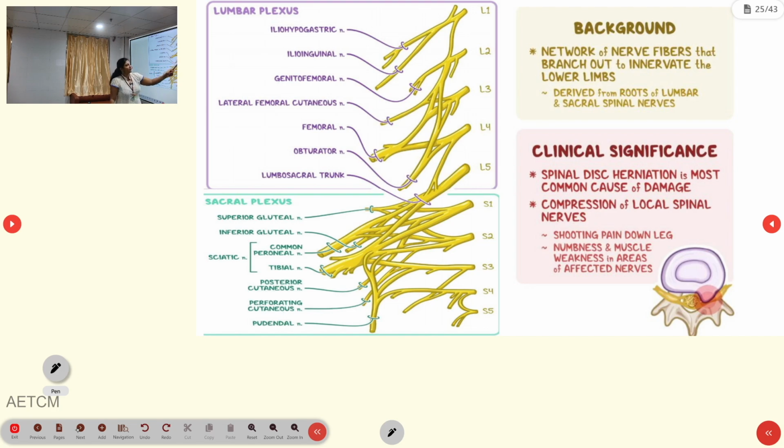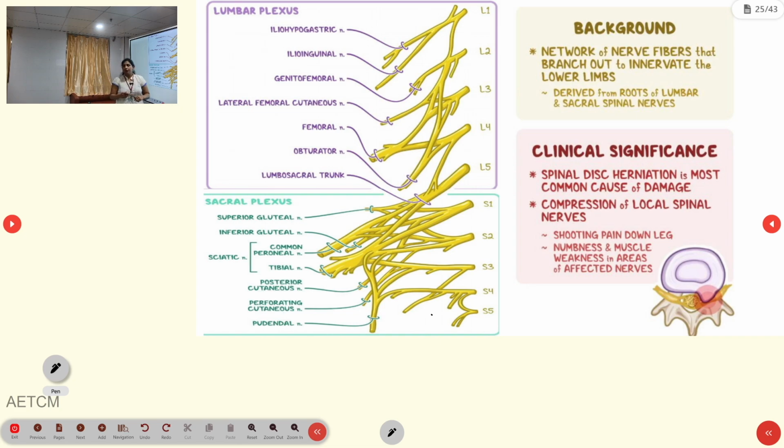Now the lumbosacral plexus is a combination of these two. A twig from the L4 goes on to the L5, and thereby it forms, along with the L5, S1, S2, S3, S4, the sacral plexus. The main nerve from the sacral plexus is the sciatic nerve. Then the other nerves are the superior gluteal, inferior gluteal, and the pudendal nerves.